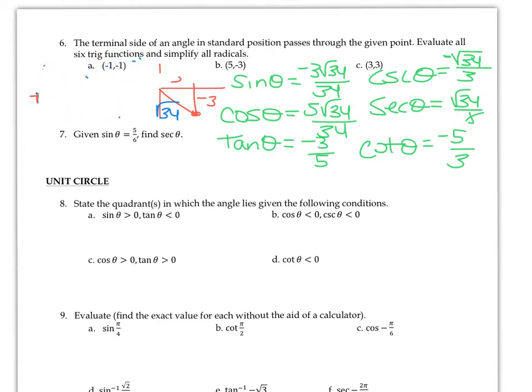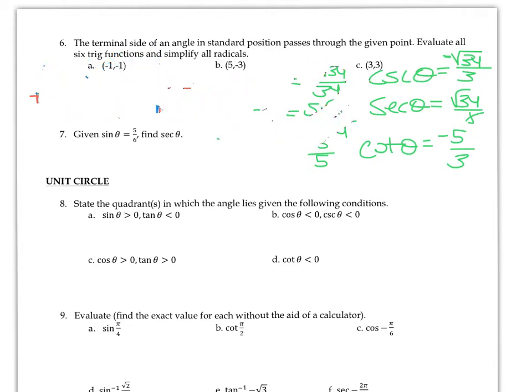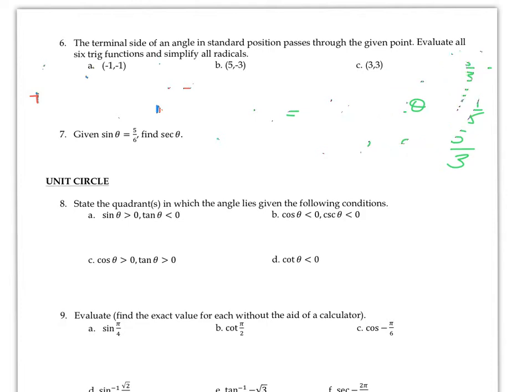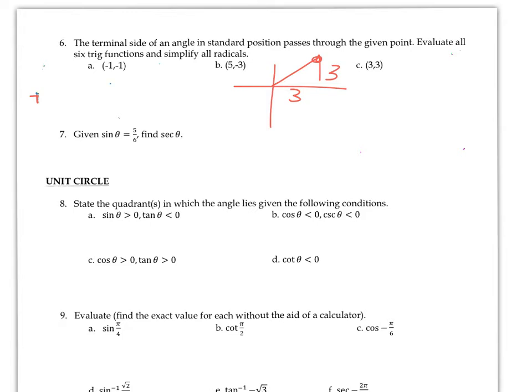So go ahead and erase this. So now we can do letter C. Over 3, up 3, so that's up here. So to find the hypotenuse, 3 squared plus 3 squared equals x squared. So I have 18 equals x squared. And when you square root it, 18 can be simplified to 3 rad 2.